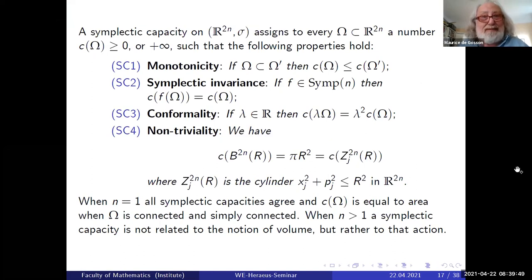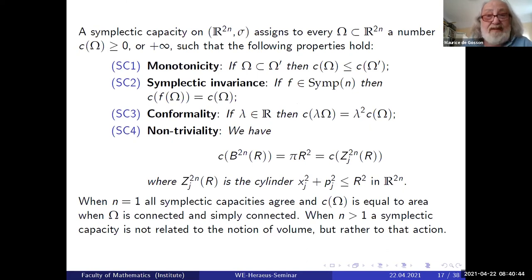The symplectic capacity on phase space assigns to every subset omega of R^2n a number, positive or zero or infinite, such that the four properties below hold. Monotonicity: if you increase the set, then the symplectic capacity will increase as well. Symplectic invariance: if F belongs to Sp(n), what's Sp(n)? It's the group of all symplectomorphisms, or if you prefer in physical language, of all canonical transformations. A canonical transformation or symplectomorphism is a diffeomorphism whose Jacobian matrix is symplectic at every point. So symplectic capacity does not change under symplectomorphisms.